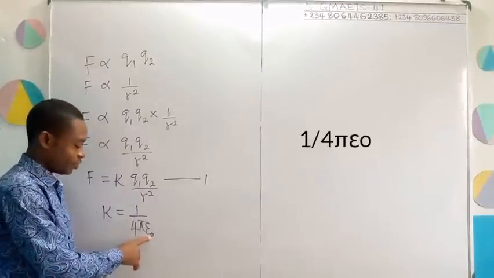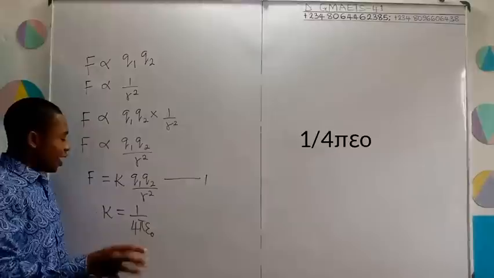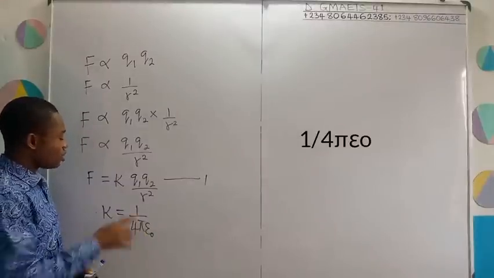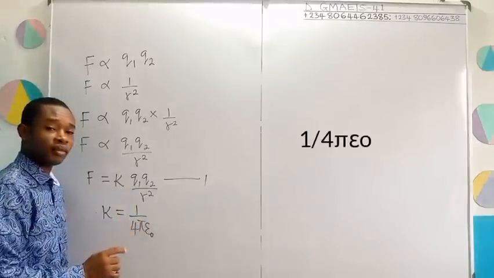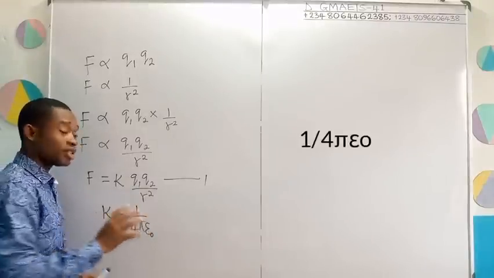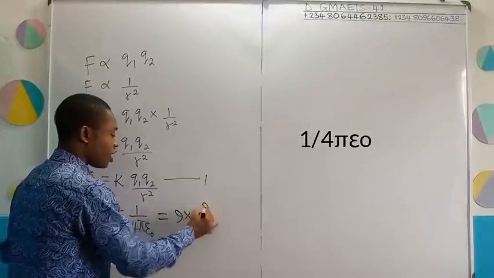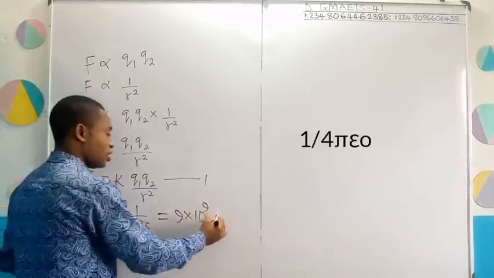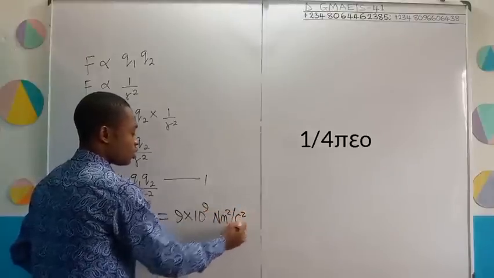Epsilon naught. When I say E naught, epsilon, Greek symbol. That being the case, we are going to substitute for this K using 1 over 4 pi E naught. Now, this 1 over 4 pi E naught has a value. I'm going to write it down here. It is equal to 9 times 10 to the power of 9. And the unit is Newton square meter per square Coulomb.